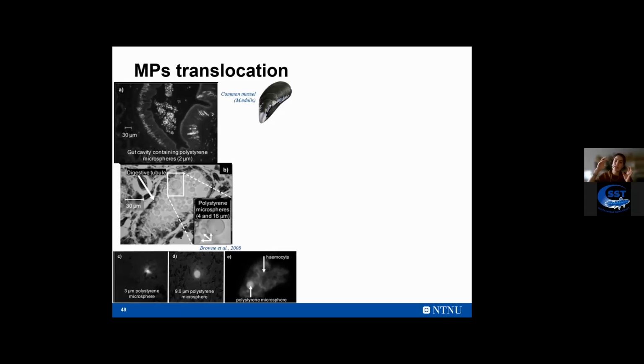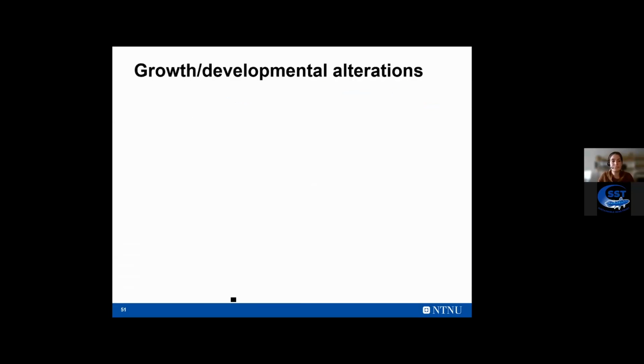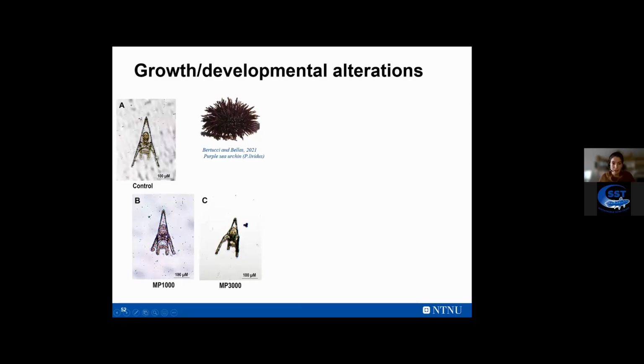So the microplastic translocates from the gut cavity or the digestive tube through the blood, so the hemolymph of the mussel. And this is the same experiment with another mussel, where they found also some microplastic, small microplastic, into the hemolymph of the mussel. So now we know that some microplastic can migrate from the digestive tube to the different organs and cells. And this accumulation and bioaccumulation of microplastic can have an impact on the growth and the different developmental stage of an aquatic organism.